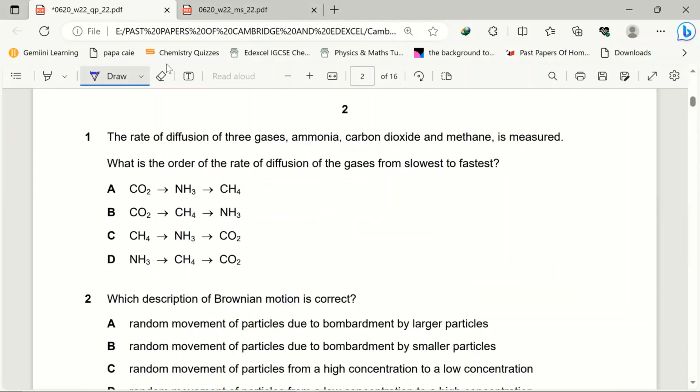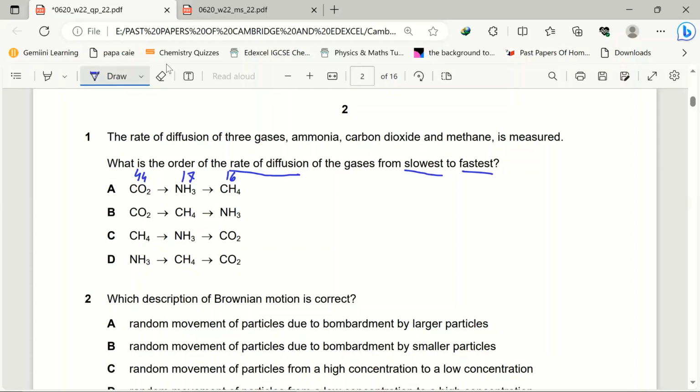Question number 1. The rate of diffusion of three gases, ammonia, carbon dioxide, and methane is measured. What is the order of rate of diffusion of the gases from slowest to fastest? Okay. So we know the rate of diffusion depends on the mass of the particles. So if we calculate the RFM, carbon dioxide is 44, ammonia is 17, and methane is 16, 12 plus 4, right? So then carbon dioxide, again 44, 17, and 16.